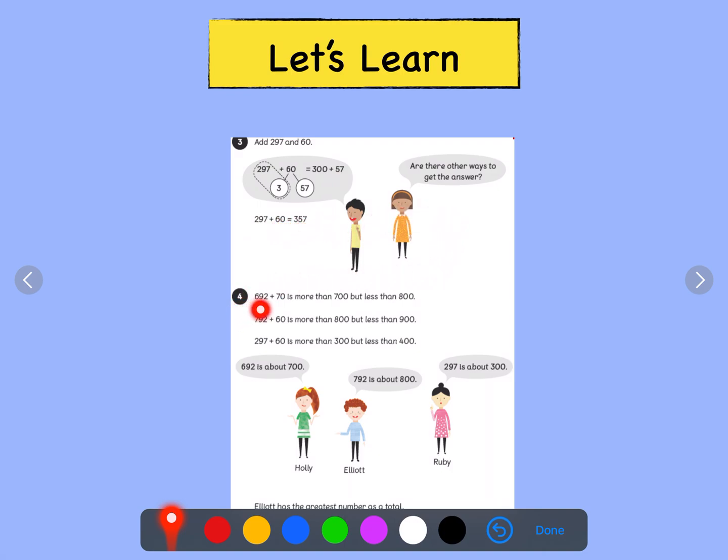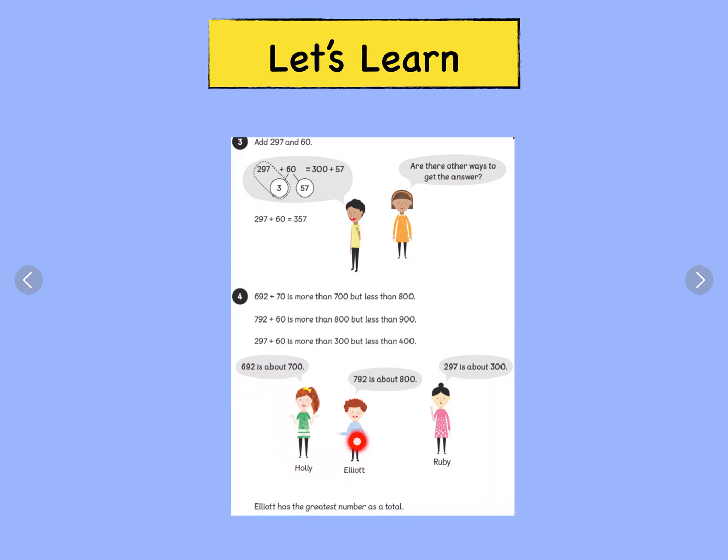Number 4, 692 plus 70 is more than 700 but less than 800. 792 plus 60 is more than 800 but less than 900. 297 plus 60 is more than 300 but less than 400. Holly says 692 is about 700. Elliot says 792 is about 800. Ruby says 297 is about 300. Elliot has the greatest number as a total.